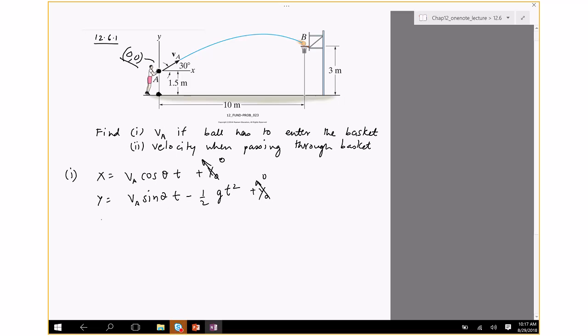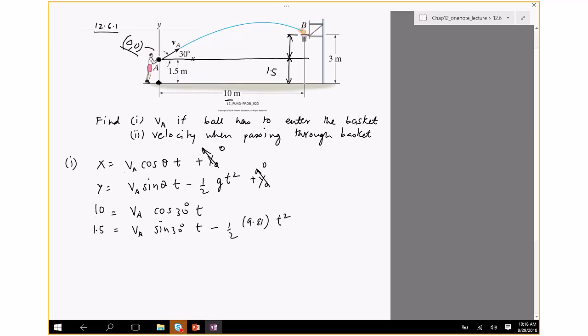Okay, so let me substitute x equals VA, which is an unknown, cosine of 30 degrees times t, which is also unknown. I'm going to put x equals 10 because I know that the ball eventually goes through the basket. And the y coordinate is measured from here, so it's going to be 3 minus 1.5. So 1.5 equals VA sine 30 degrees t minus half g t squared. Gravity is 9.81, and I'll give this to you. It's a constant. So those are my two equations.